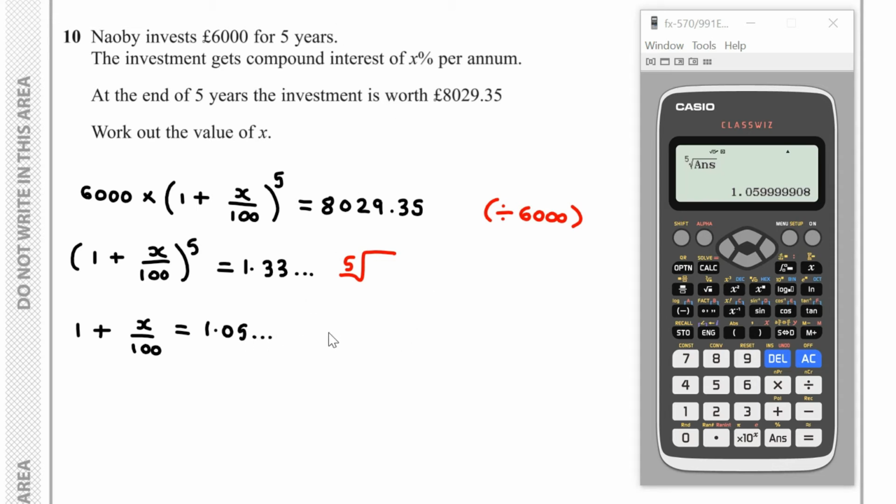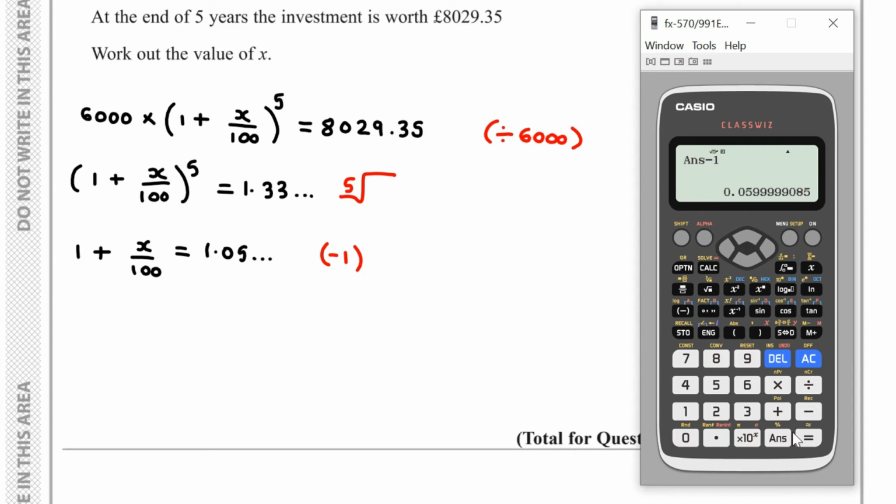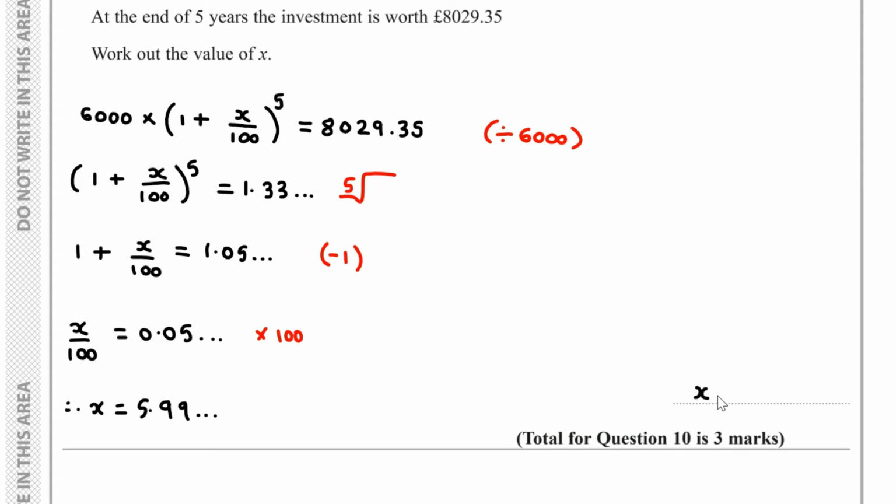We then need to subtract 1 from both sides. So if we subtract 1 from both sides, we end up with X over 100 equals 0.05, etc. Now if we multiply both sides by 100, you will find X to equal 5.99, etc. So therefore, to 1 decimal place, we get X equals 6.0 as our final answer.